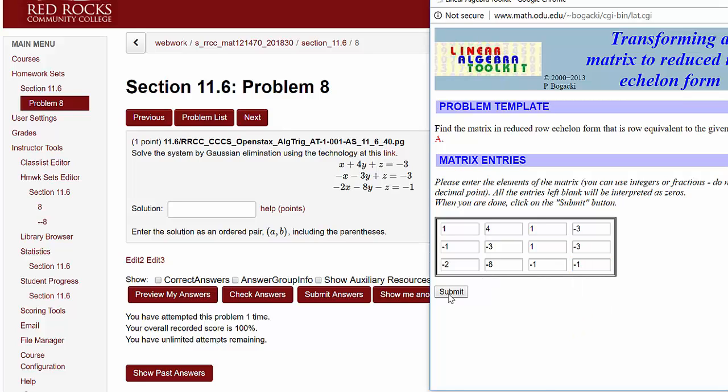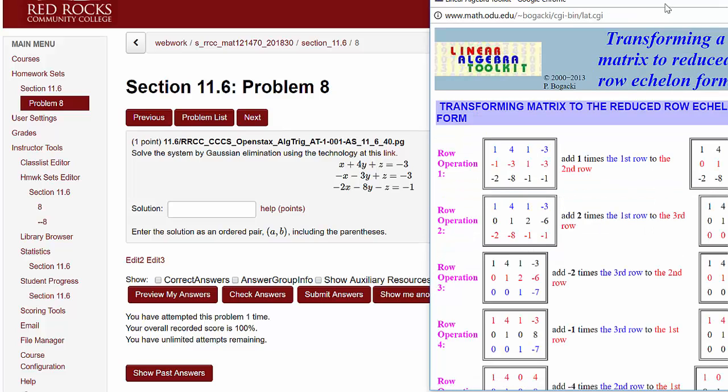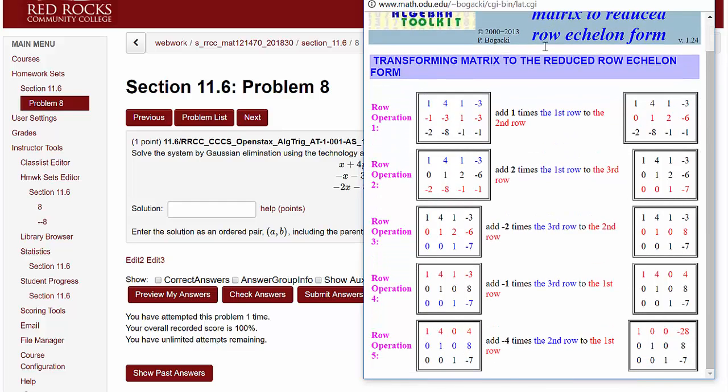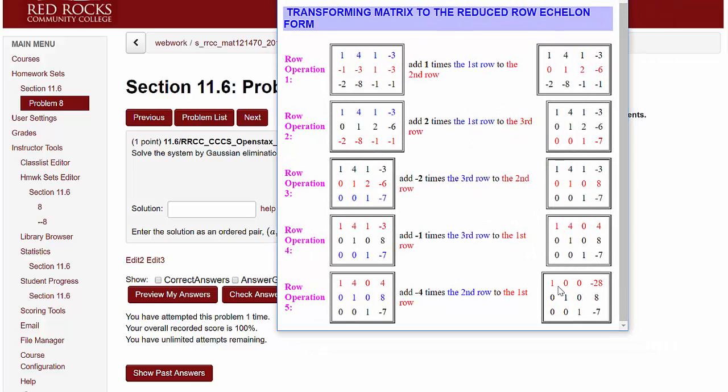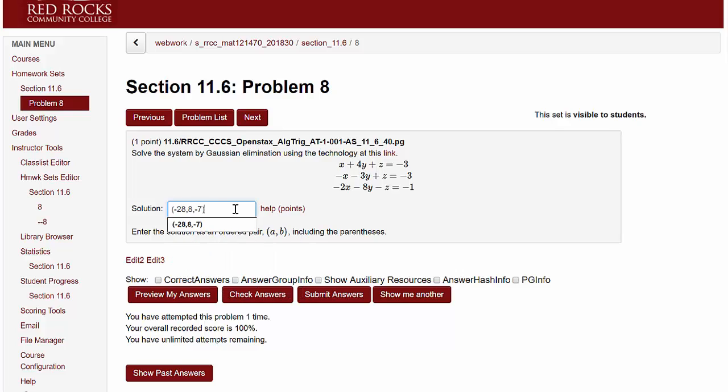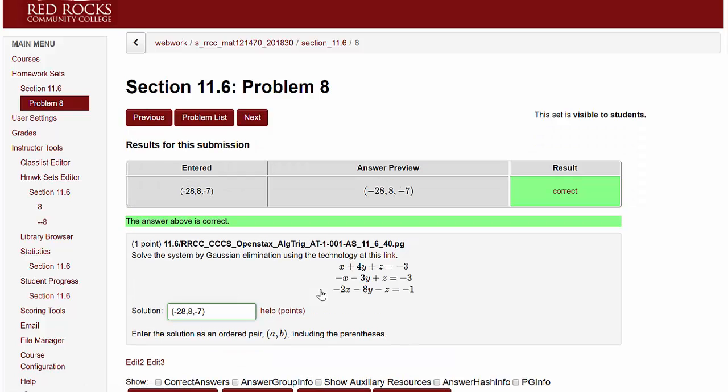So I'm going to submit that, and it's going to go through and do all its row operations, Gaussian elimination. It shows you all the steps, as if you were to do it by hand, and on the very bottom right, it has the matrix that we want when we're done. So you can see this first row, if we come back, is 1x plus 0y plus 0z is equal to negative 28. That tells me x is negative 28. Second row is 0x plus 1y plus 0z is 8. That tells me y is 8. And the bottom row tells me 0x plus 0y plus 1z is equal to negative 7. That tells me z is negative 7. So negative 28, 8, negative 7, if my memory lasted long enough. I'll submit that, and we got it right.